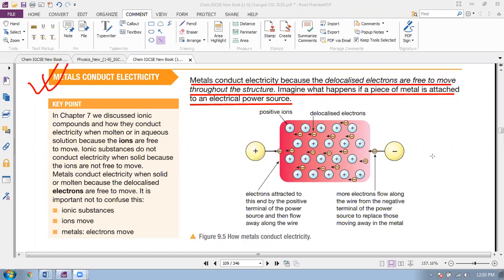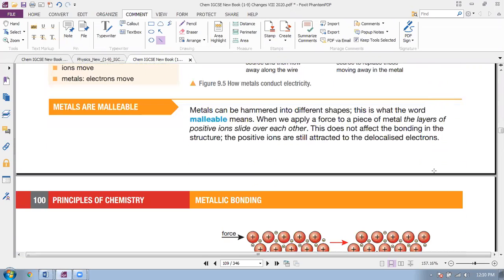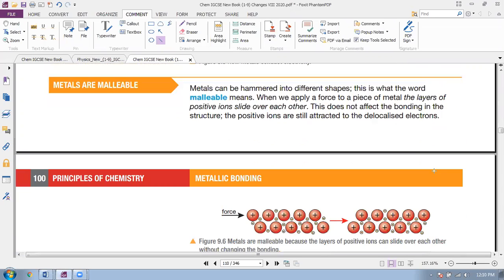So it was about metals, that metals conduct electricity. Now I move forward to some other properties of metals. One of the important properties of metals is malleability. Metals are malleable. What does it mean? It means that when metals are hammered, they can be given any shape.